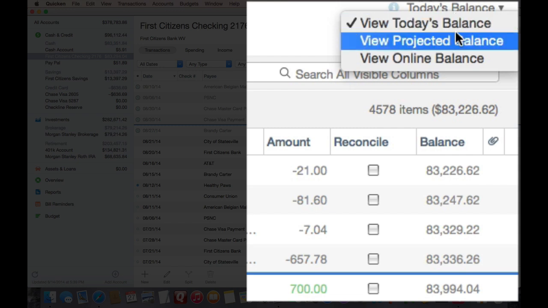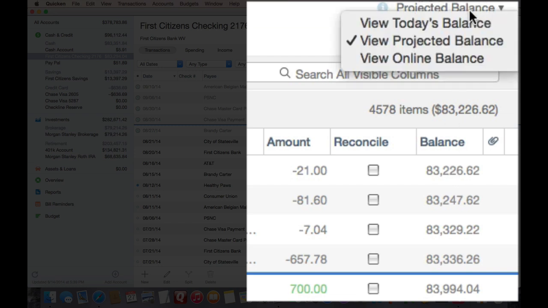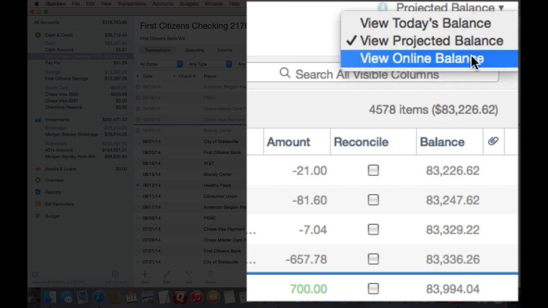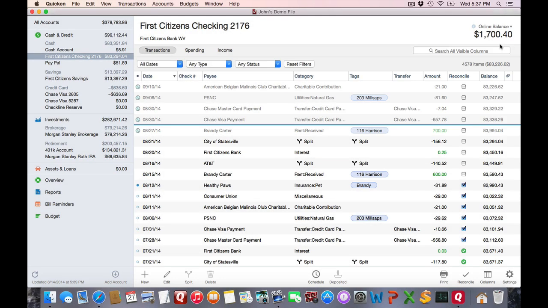balances. Projected balance, that will calculate out all the future transactions that you're looking at, scheduled transactions, whether or not they've been marked as paid, and all transactions that you have actually entered. And you'll see view online balance. The online balance is actually what is being presented from your bank.